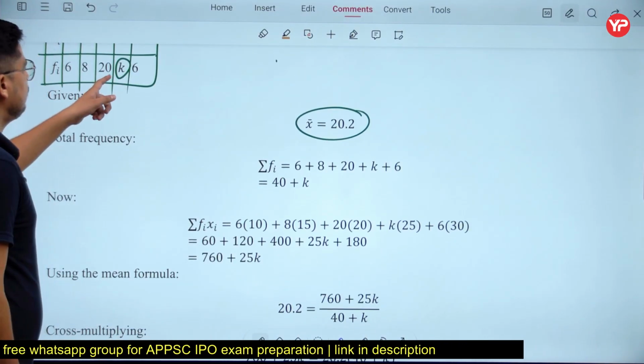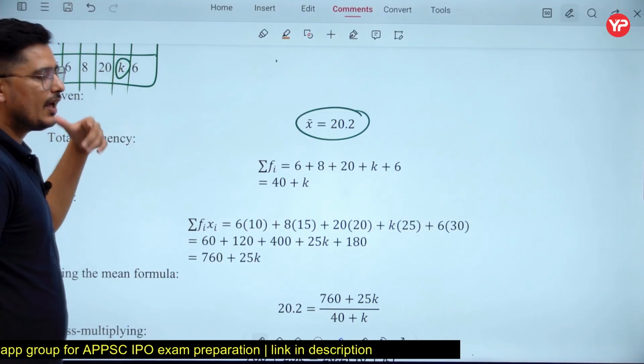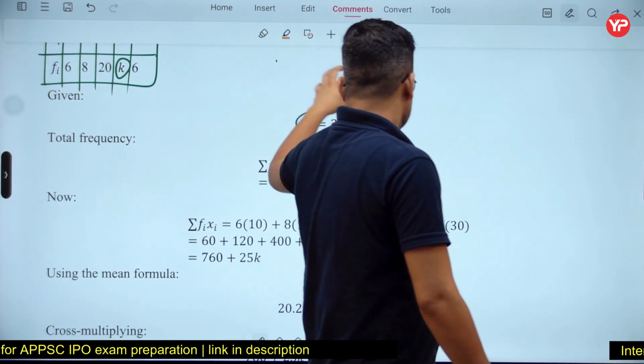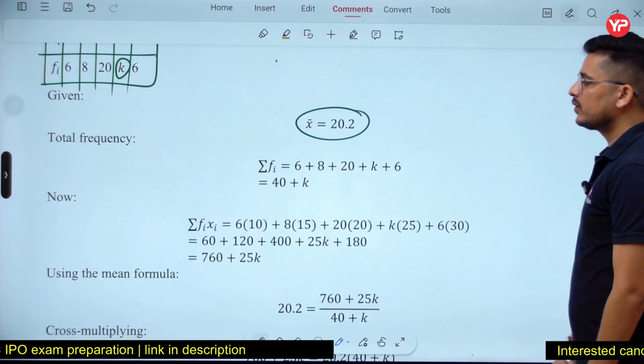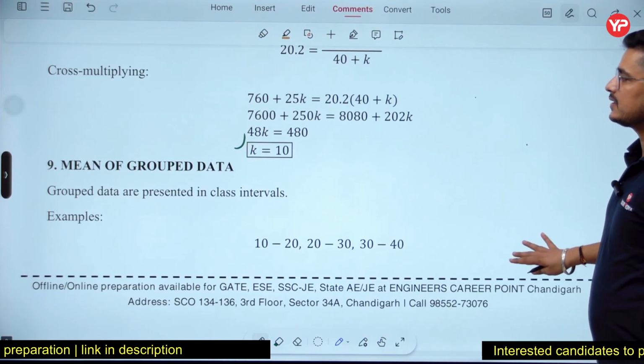If any frequency value is missing, we have to calculate that frequency. So we will use this complete process to find that frequency. This is easy.